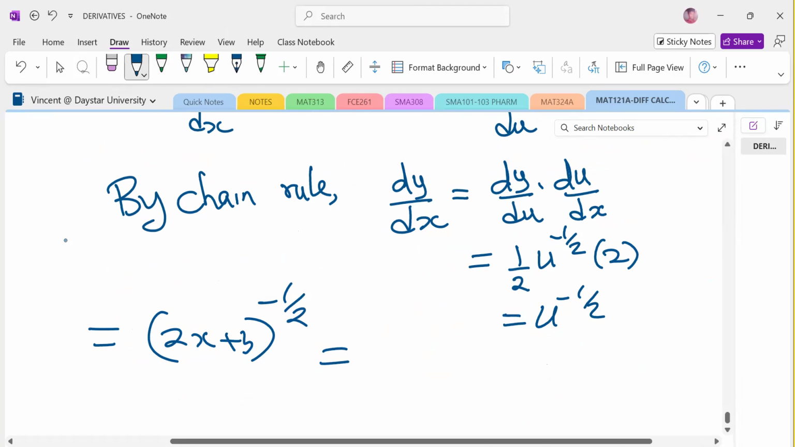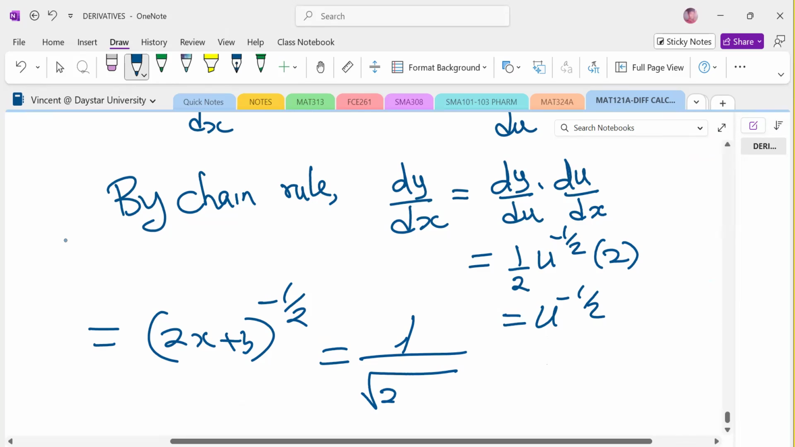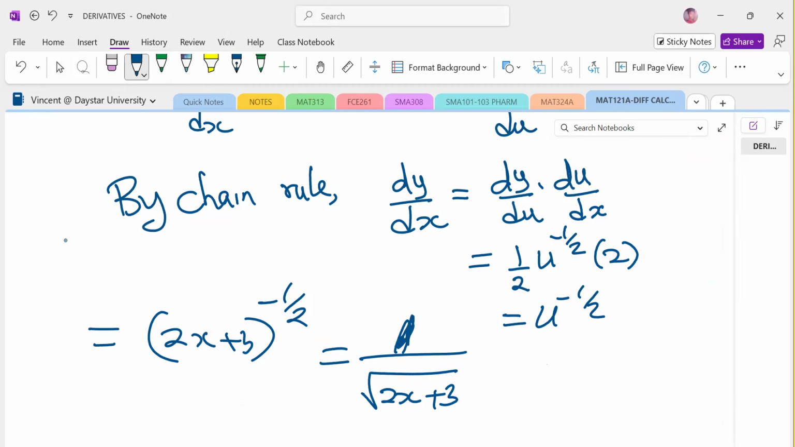So if you want to write this one as a square root, it will be? So then 1 over square root of 2x plus 3. So remember, this is the same thing as saying 1 over 2x plus 3 raised to the power half. So raised to the power half is the same as square root. So this is what you'll have.